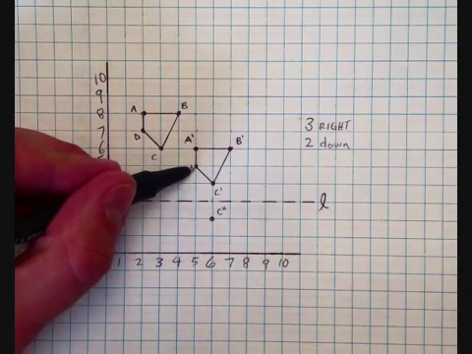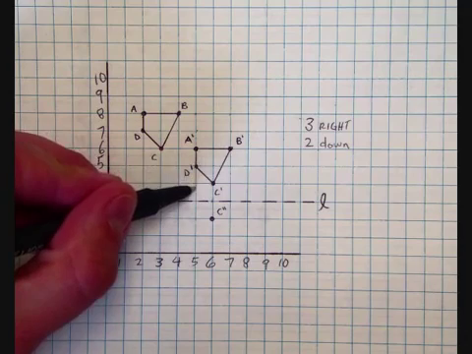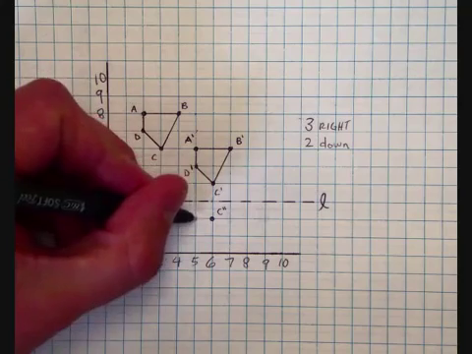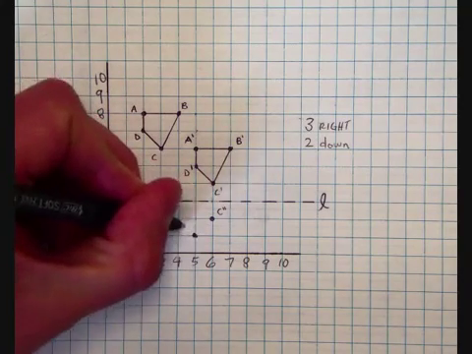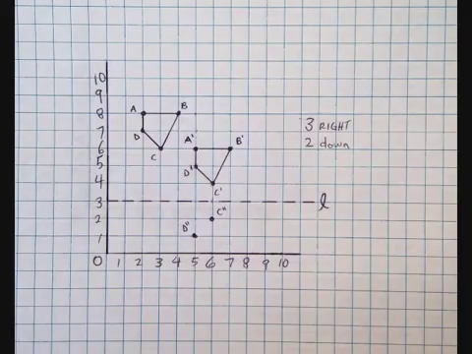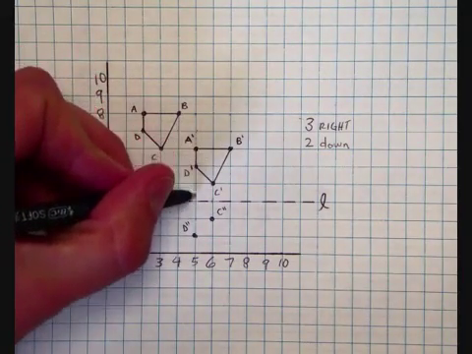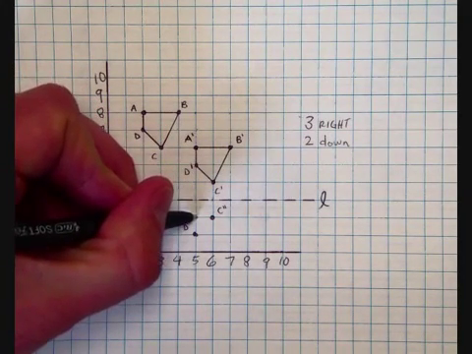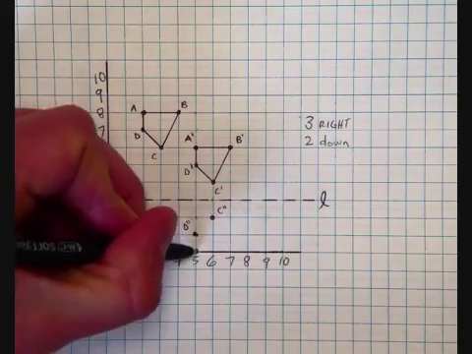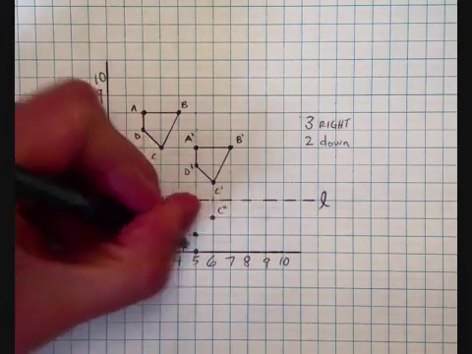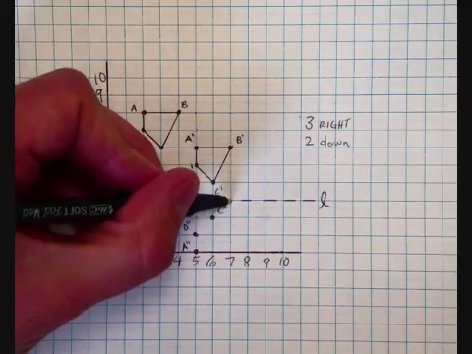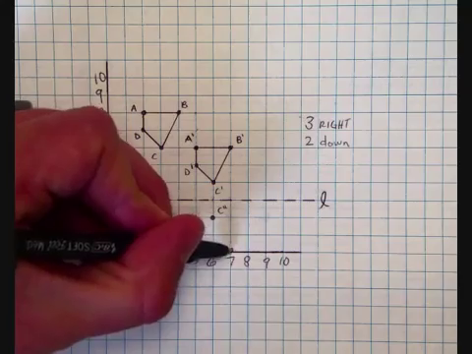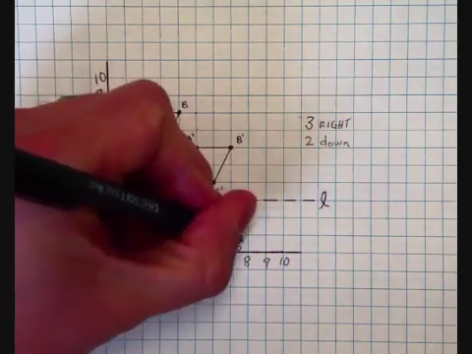Now we'll do our D point. D is 2 blocks above the reflection line, so D prime prime should be 2 blocks below. Okay. Next we'll do A. A is 1, 2, 3 above, and A prime prime will be 1, 2, 3 below. It'll be right on our x-axis here. And then finally, B is also 3 away, 1, 2, 3 above, so it should be 1, 2, 3 down. This is our B prime prime.